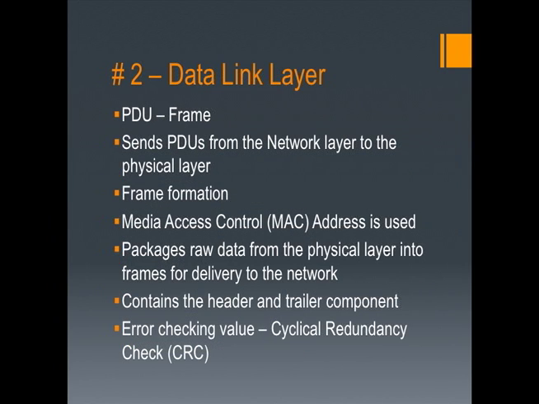The second layer is the data link layer. At this point, the PDU used is a frame. It sends PDUs from the network layer to the physical layer. It handles frame formation, and media access control, which is the MAC address, is used. It packages raw data from the physical layer into frames for delivery to the network. It contains the header and the trailer component, and it also controls the error checking value, which is cyclical redundancy.